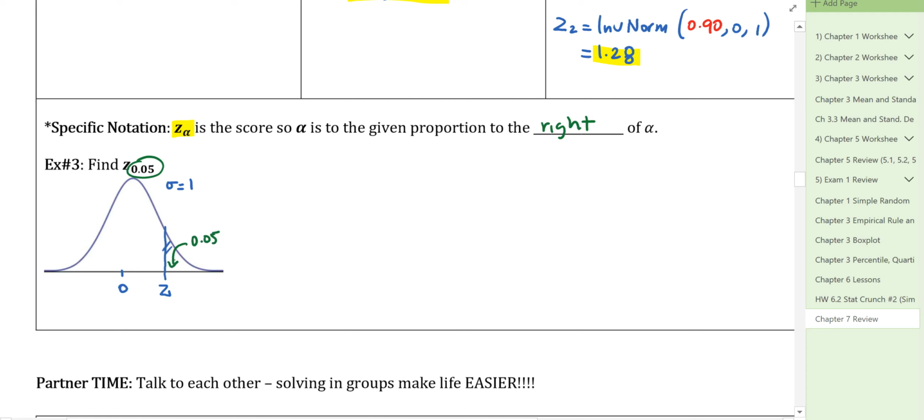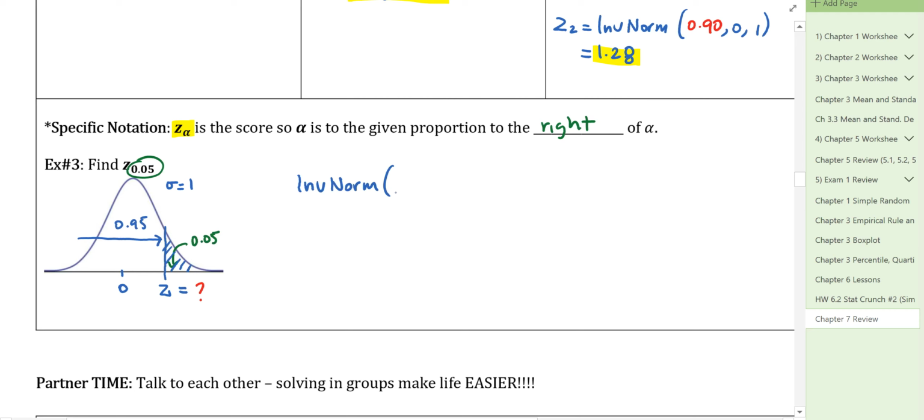Okay, and the question asks me to look for this z. What is this z equal to here? And that's what we're trying to find. So if the top is 5% or 0.05, the total on the left, from the far left all the way to z, will be 95%, so 0.95. Right? So again, to find that z, I could just enter my inverse norm.